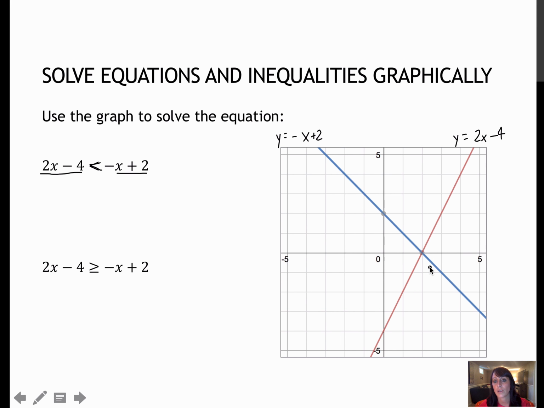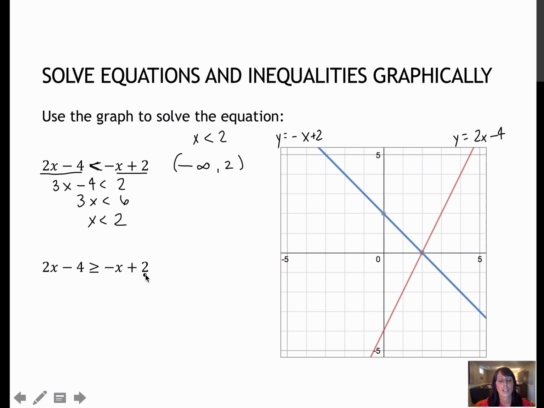So looking at the graph, the red line is less than the blue line anywhere up to the point of 2. So I would say negative infinity to 2 is likely going to be my answer, which of course in an inequality would be that x is less than 2. Let's take a look. If I add x to each side, that gives me 3x. If I add 4, that gives me 3x is less than 6. Divide by 3, x is less than 2.